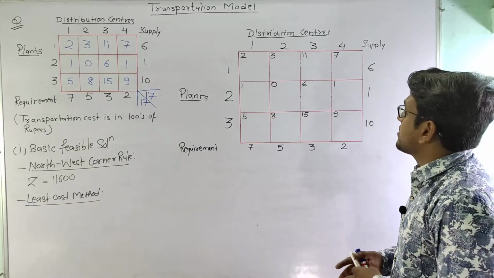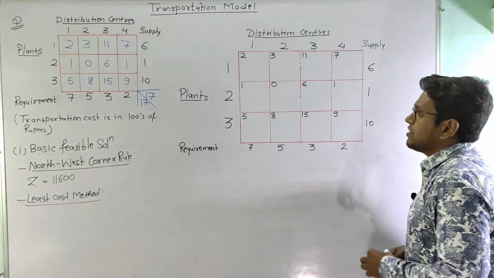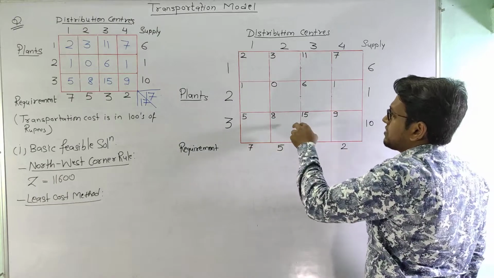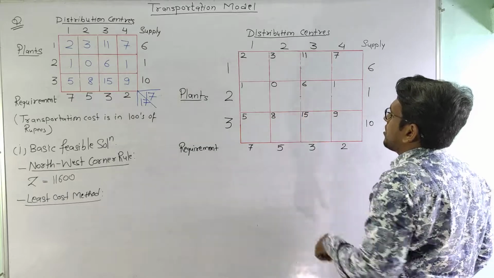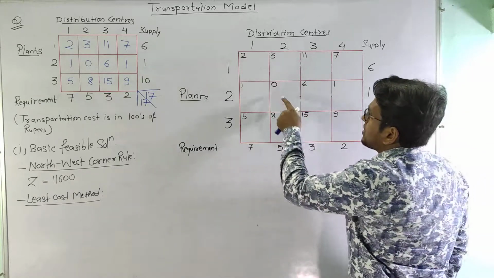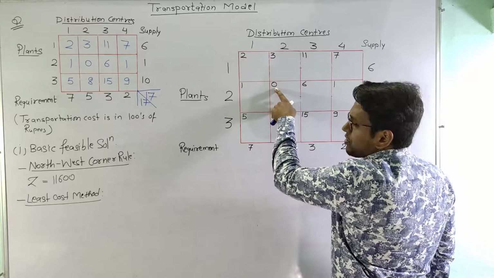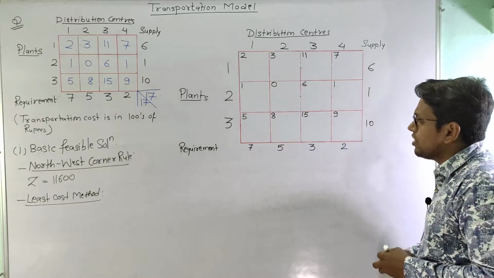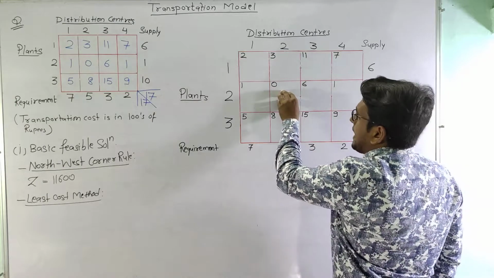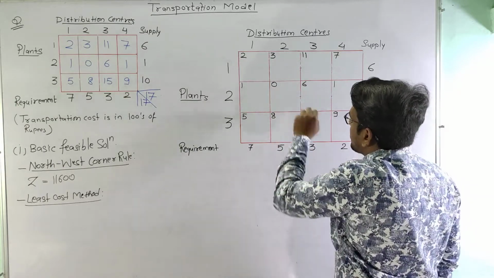So in this matrix we can see which cell is having the least transportation cost. Here the unit transportation cost is 0. That means this is having the least transportation cost. So we will try to allocate as much as possible in this particular cell.